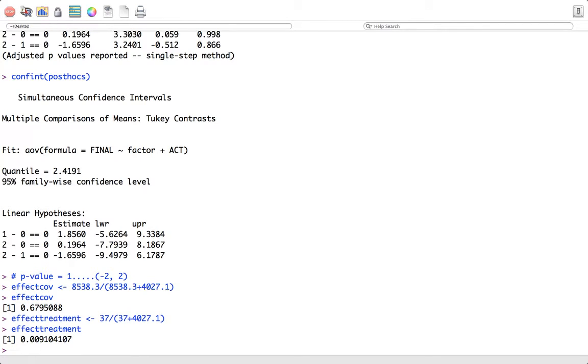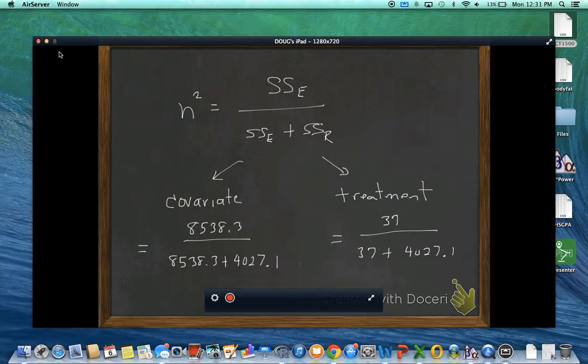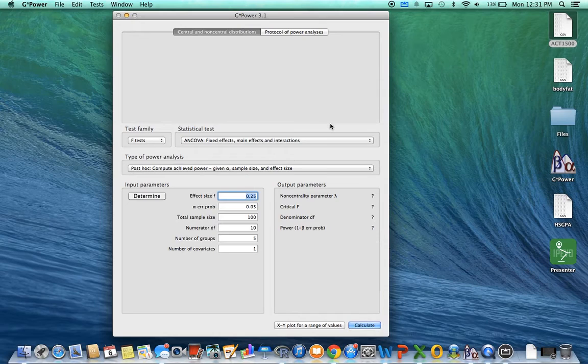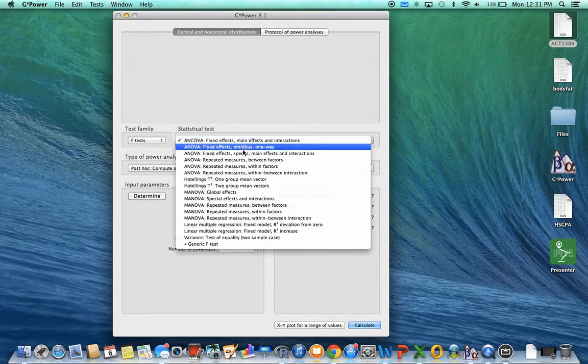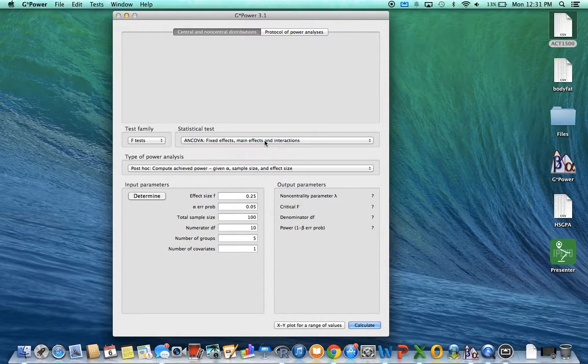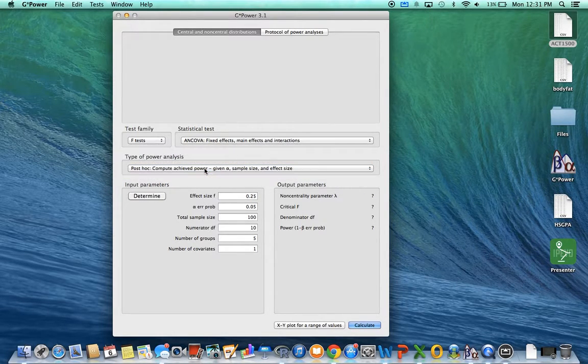Now let's go into G*Power and let's calculate. I should have that up. So if we go to G*Power, what I want to do is F-test, and I want ANCOVA, which we want the fixed effects. Oh, so cool, it's already there. And what I want to do here is calculate the post hoc, compute the achieved power.